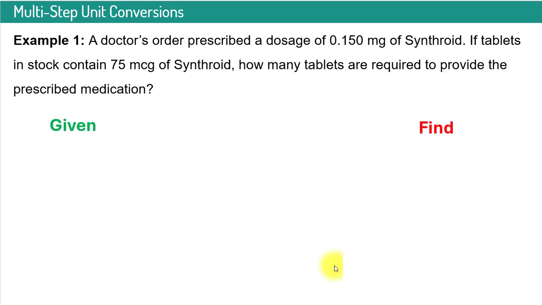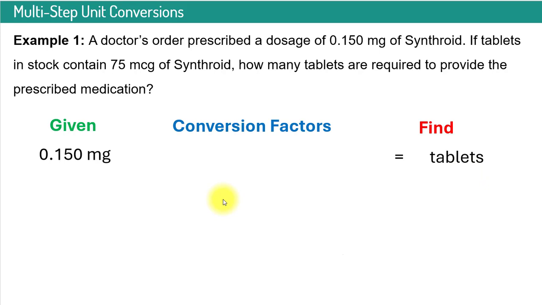As always, we will start by providing information for the given measured amount and its units, and we're going to make a note of the units that we need to convert to. In this problem, it states that a prescribed dosage is 0.150 milligrams. We write it as a given measurement. And the question is, what is that prescribed dosage but in tablets? How many tablets are required to provide the prescribed medication? This means we need to convert milligrams to tablets.